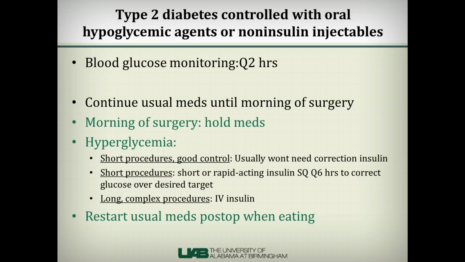Now, if they develop hyperglycemia, there are different ways you can approach this. For a short procedure in patients who have very good control, and that means an A1C of 7 or less, you probably don't need to give any correction insulin. For other patients undergoing short procedures who develop hyperglycemia, you want to do similarly what we talked about on the last slide. You want to use short or rapid acting insulins, subcutaneously every 6 hours as needed to correct glucose that's over the desired target. Now, for long complex procedures, things like CABGs or large intra-abdominal procedures, you're going to have to use IV insulin.